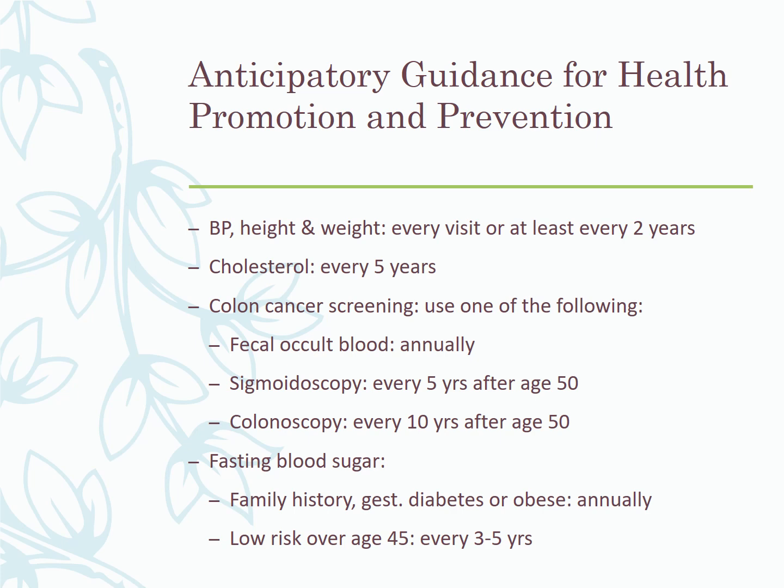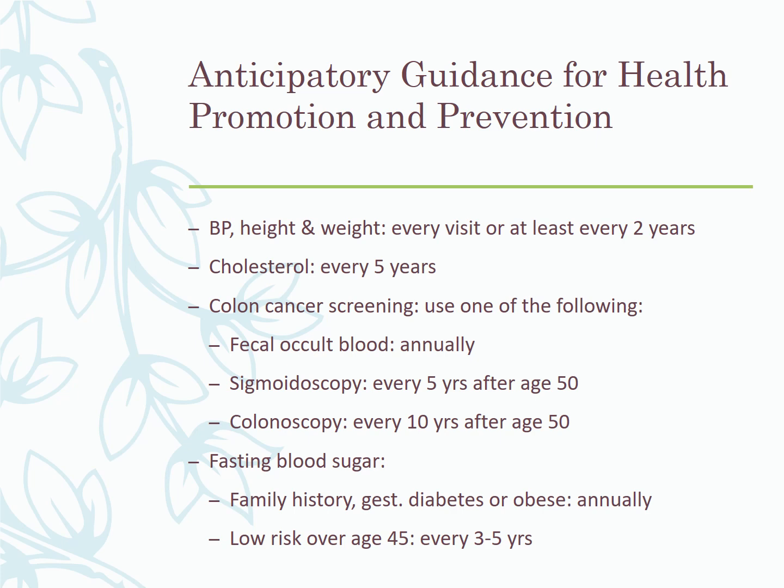So what do we need to do when we see these women? We need to make sure we get a blood pressure, height, and weight on them every visit, or at least every 2 years. We want to encourage getting their cholesterol checked every 5 years. Colon cancer screening is done. We want to check fecal occult blood annually. Sigmoidoscopy is every 5 years after the age of 50. A colonoscopy is every 10 years after the age of 50.